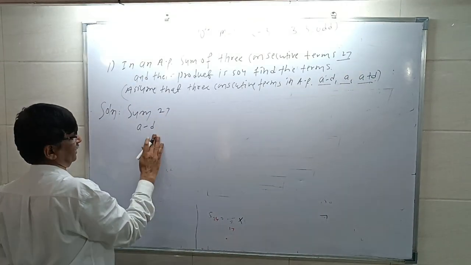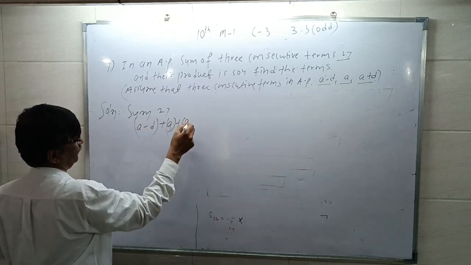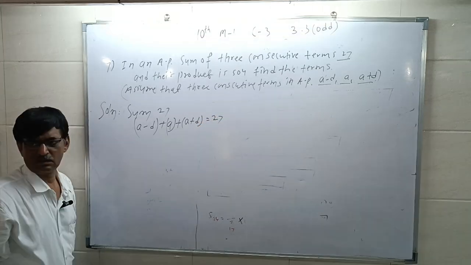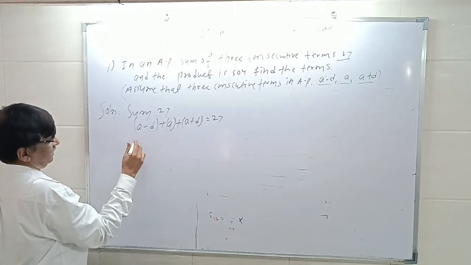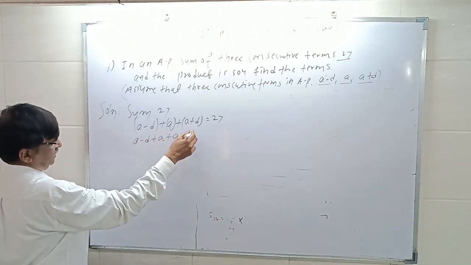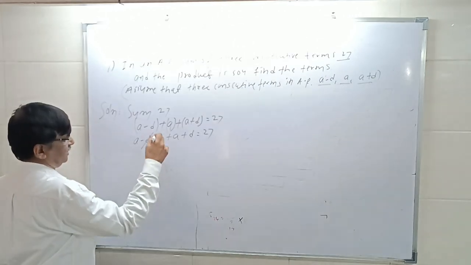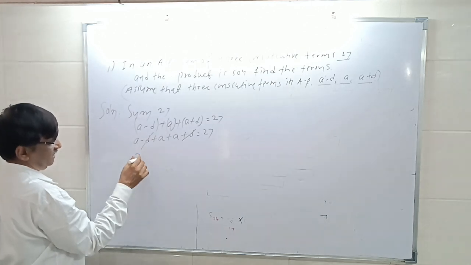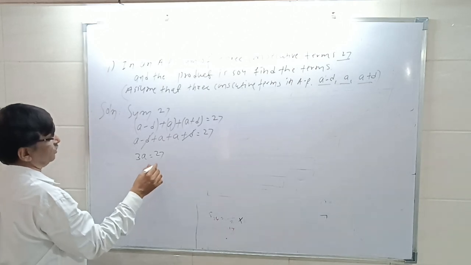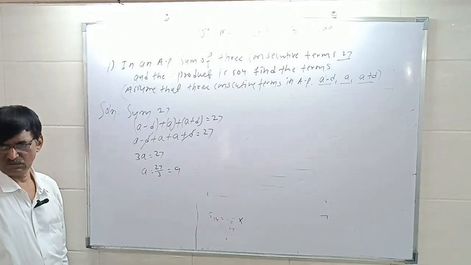They sometimes give it in this form, sometimes not. Third term is a plus d, and the sum is equal to 27. Okay, so now remove the brackets: a minus d plus a plus a plus d. The d's cancel. How many a's? 3a is equal to 27. a is equal to 9. We got a.